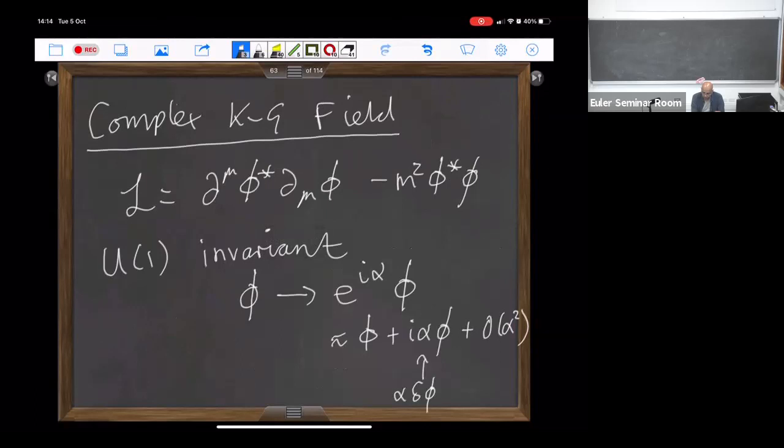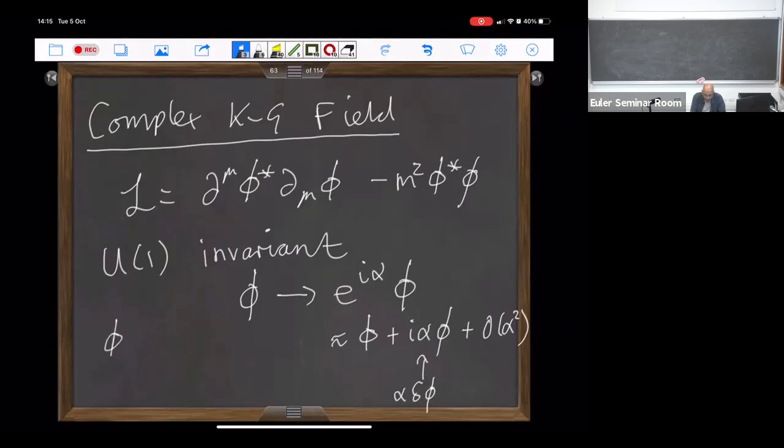Okay, so let's look at a complex scalar field now. Now, this system, I've just defined a Lagrangian here for a complex scalar field. This has a U1 symmetry. Just to be pedantic, it's a U1 symmetry because, for example, the U1 symmetry acts by multiplying phi by a pure phase, e to the I alpha.